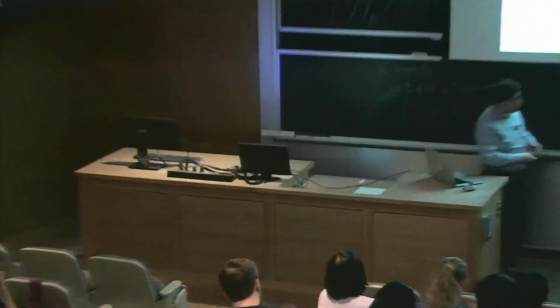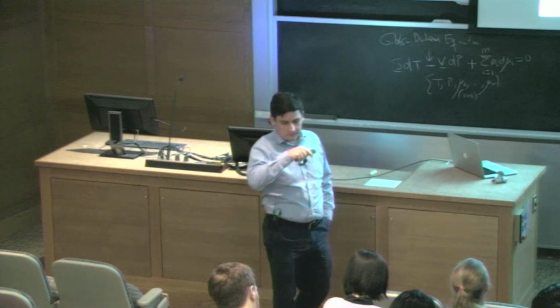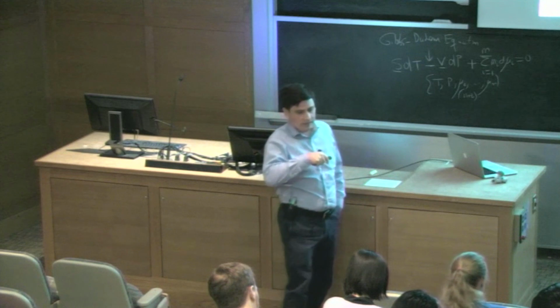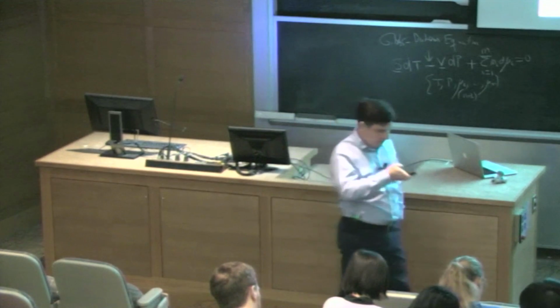So here's what I'd like you to try to do. Here's that stirred tank example 2. The only difference between this and the previous one is that C2 now is set equal to gamma instead of C1. I want you to try to write it in semi-explicit form, a sort of test of understanding. Can you define the mass matrix? Can you write out the right-hand side of the equation in semi-explicit form? Take a second, work with your neighbor, see if you can figure out how to do that.